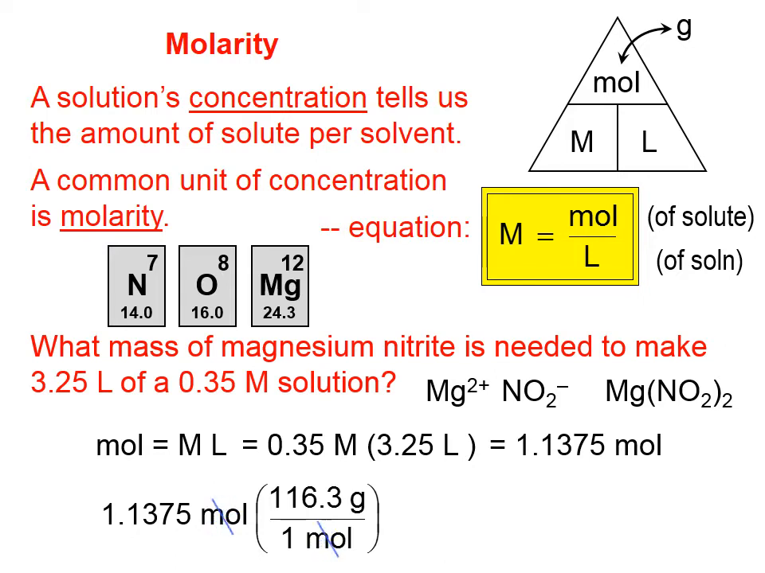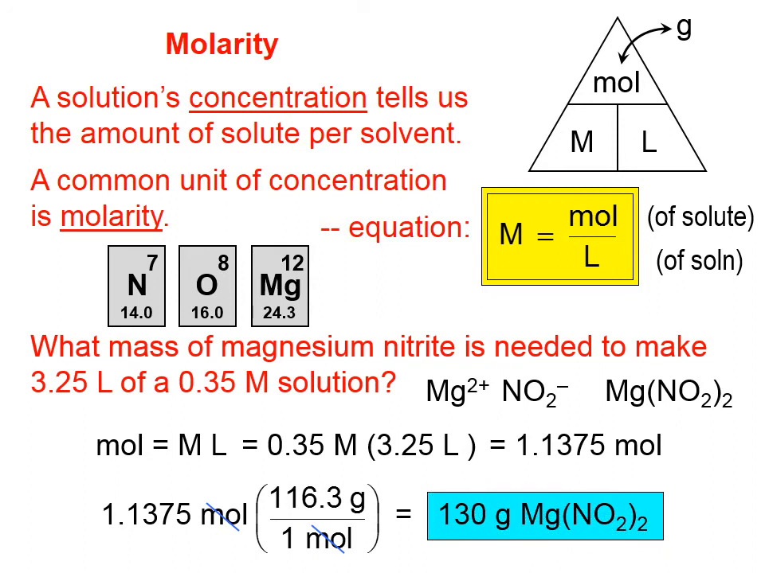The units of moles cancel, and we round to 2 significant figures, because in our problem we were given 3 sig figs there, we're given 2 sig figs there, so we should round to the fewest of those, 130 grams.